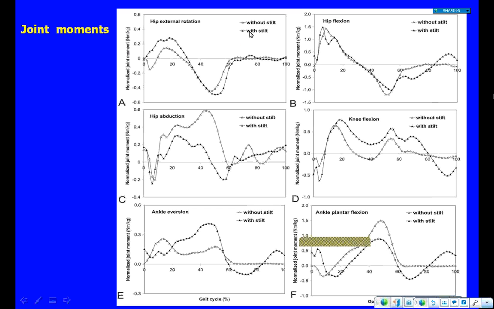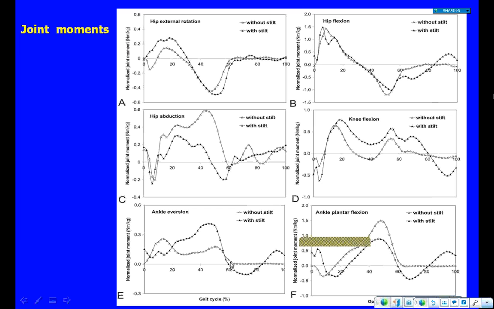For the hip joint, you can see here, with stilts it is a little larger. Hip external rotation is larger than this. On the hip flexion, there is almost very little change. But one thing for sure, you can look at all these: the hip joint, the knee joint, and the ankle eversion and flexion. Without stilts in the swing phase, the first is applied force.